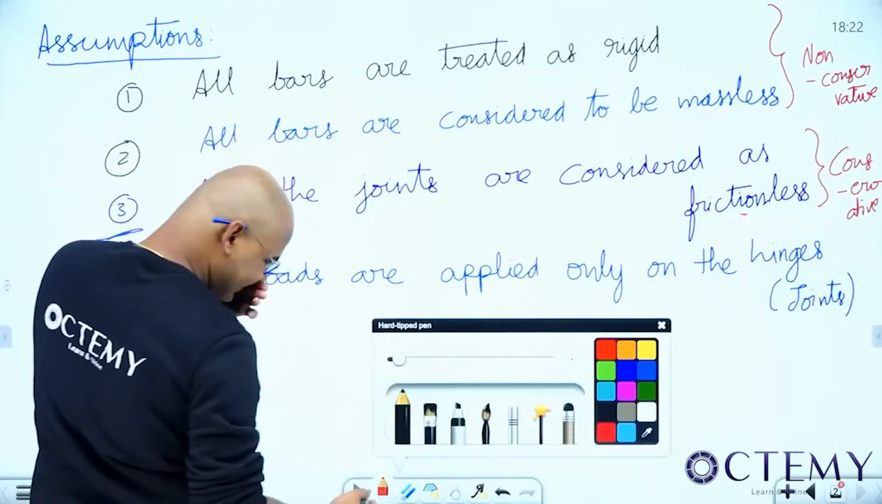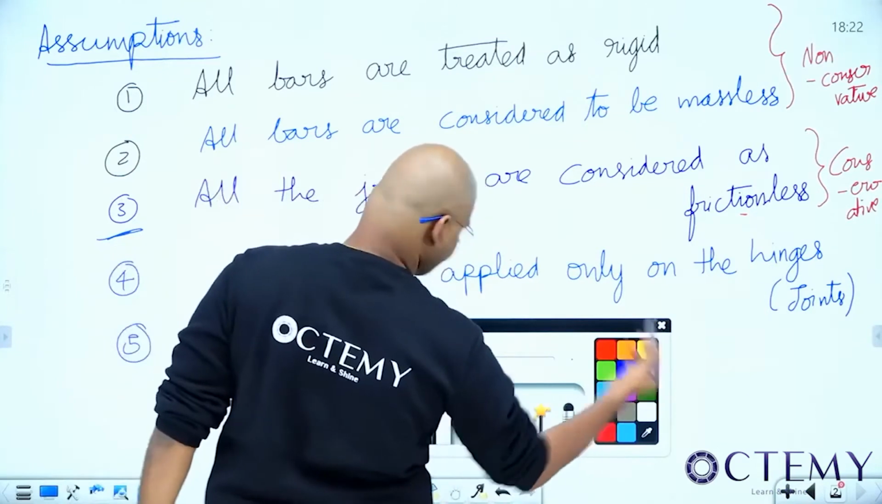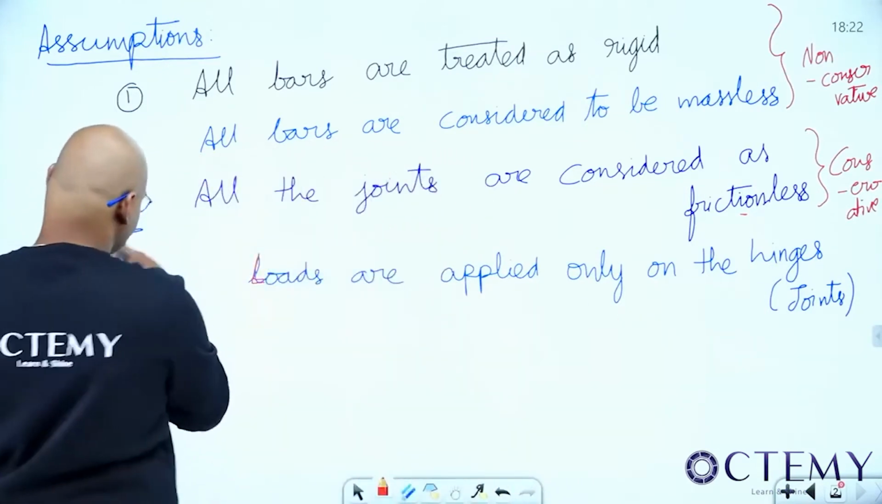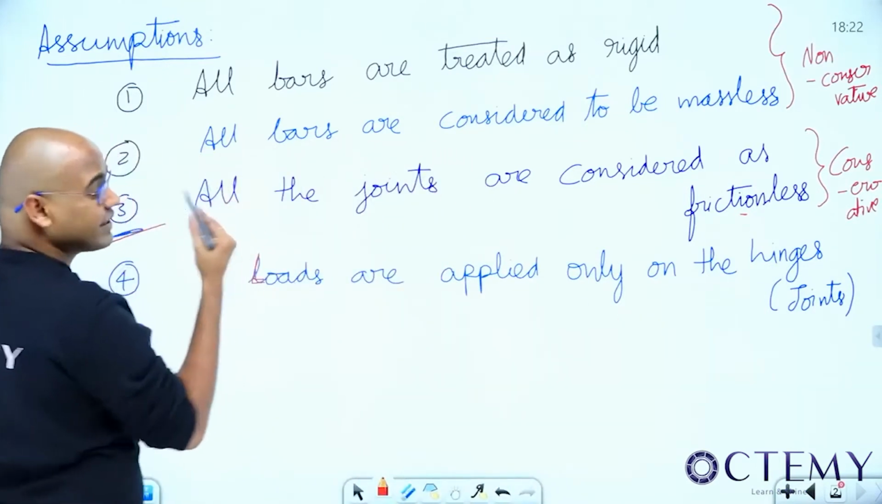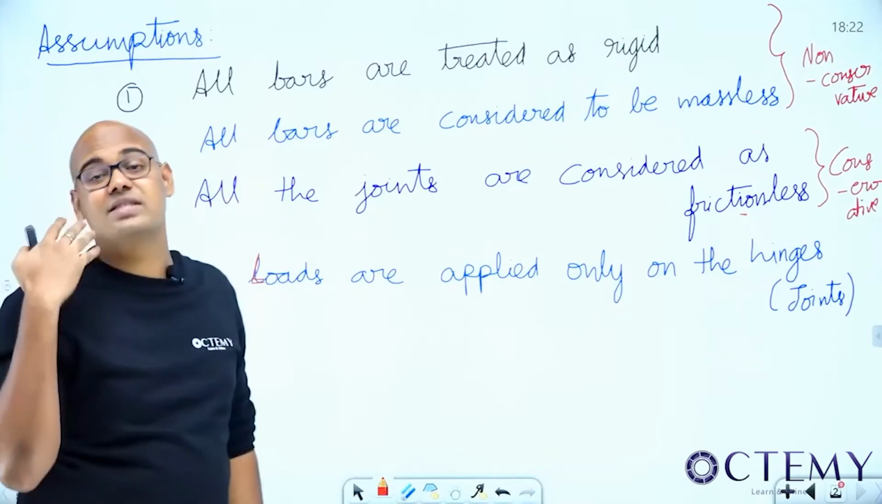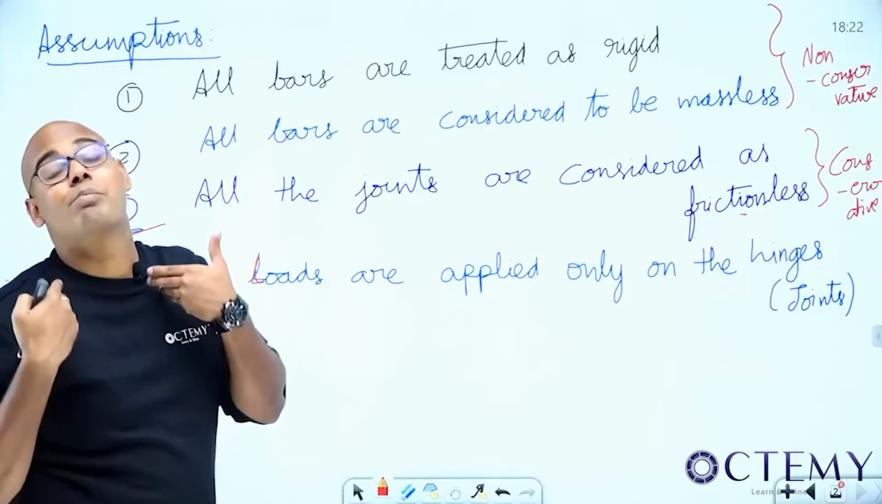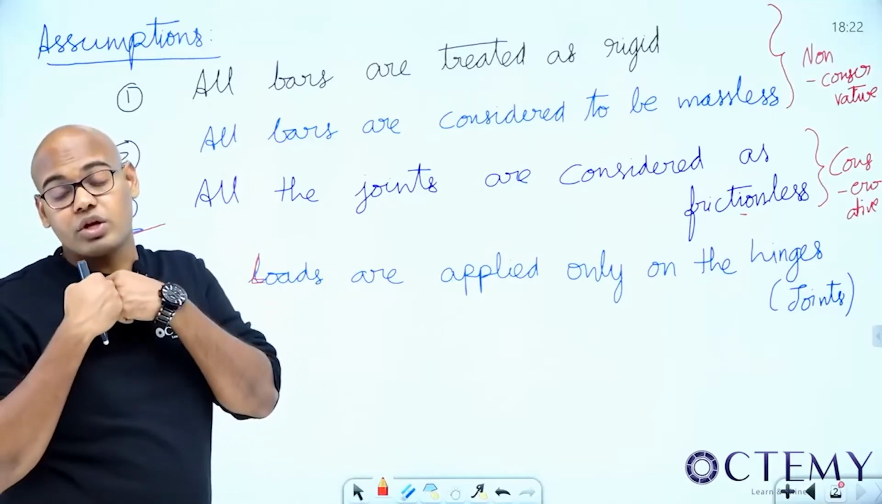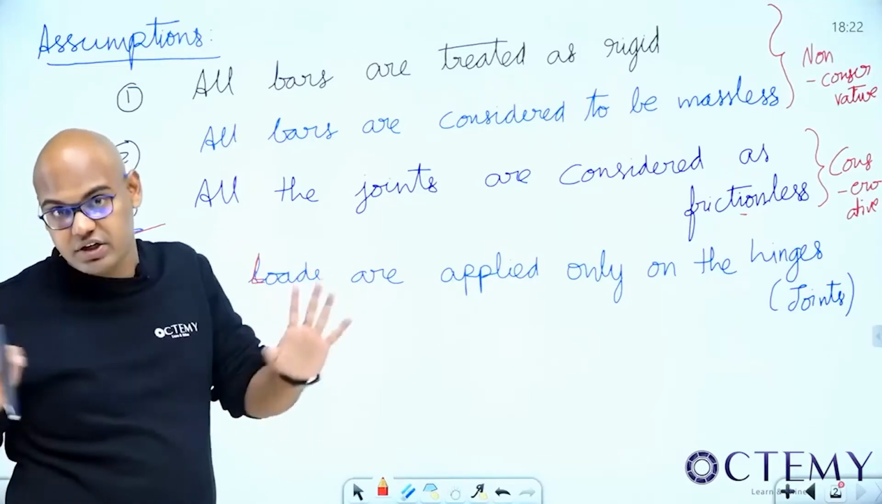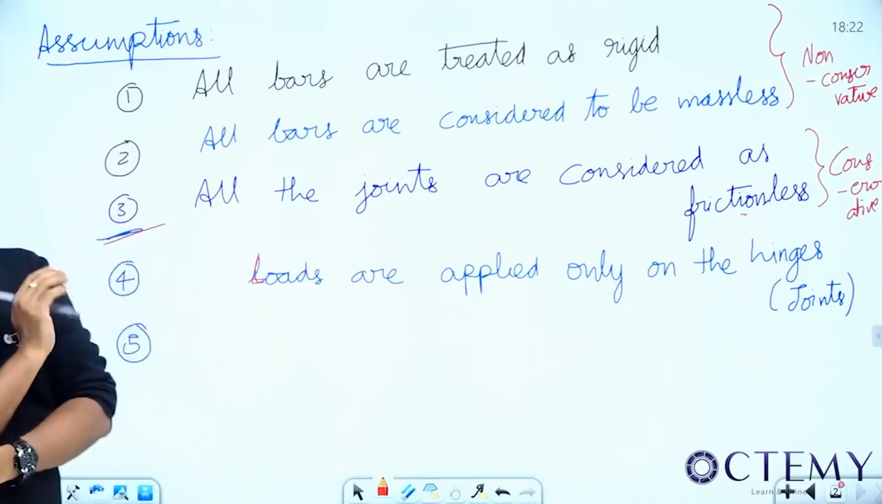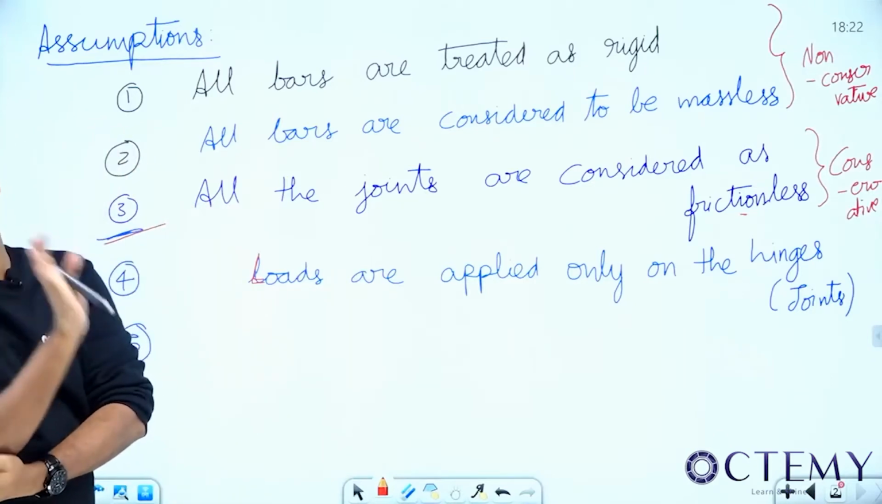Next, last assumption. What is the last one? This is also a condition. I'm not doing 3D problems, I'm only doing 2D. So 2D in the sense it's a planar truss. I'm not talking about a spatial truss. I'm not talking about a 3D truss. I'm only dealing with a 2D truss. That is a plane truss.